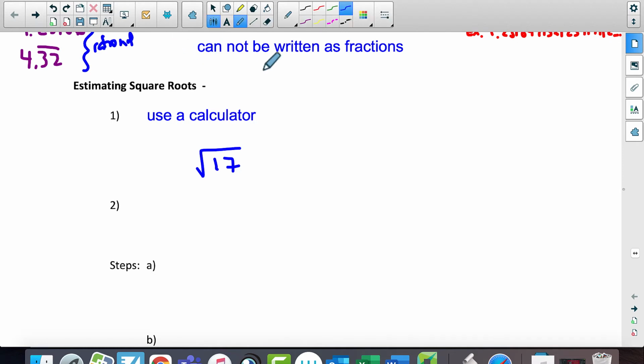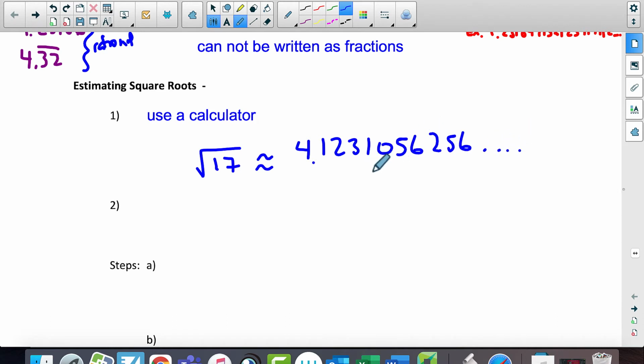What we do is we write this. This means is approximately equal to. You could also write it like this, equals, and then with one of those on top. Okay? Either one. I tend to do the double wavy thing like this. All right, so what did we say it was equal to? Approximately equal to 4.1231056. I think it was 256 after that. I can't remember. Anyway, it goes on and on and on. It goes on forever. It's just an estimate.